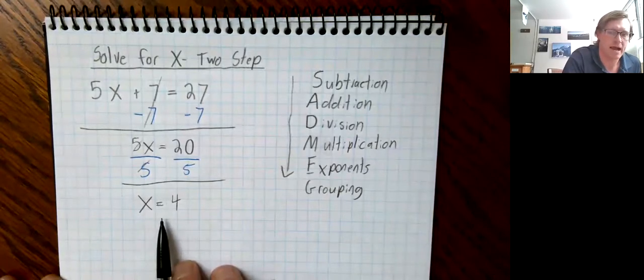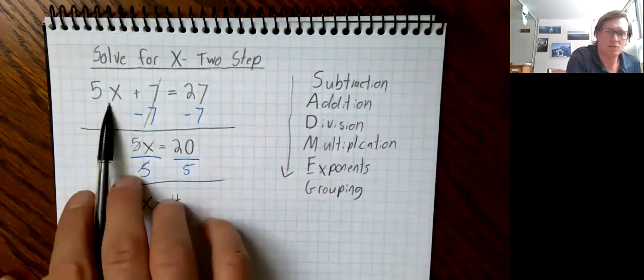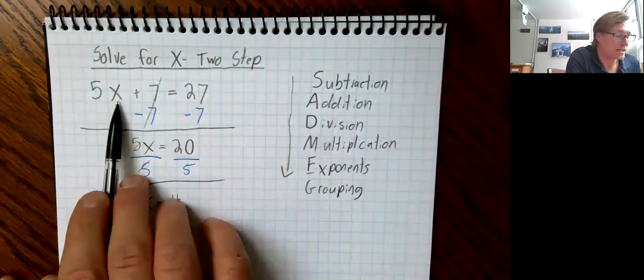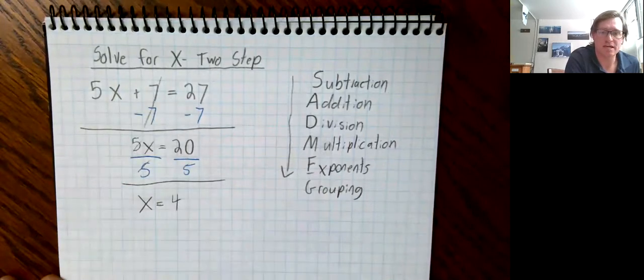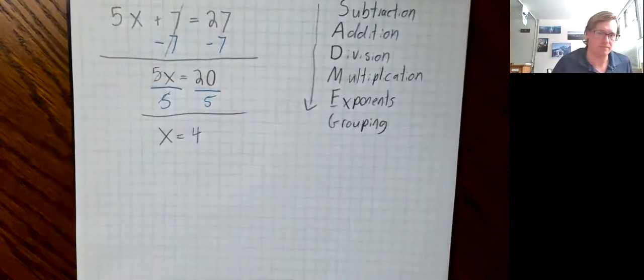I can always double check by plugging the value of x back into the original equation. 5 times 4 is 20, plus 7 is 27. So we know we got that one right. We'll do one more practice problem.